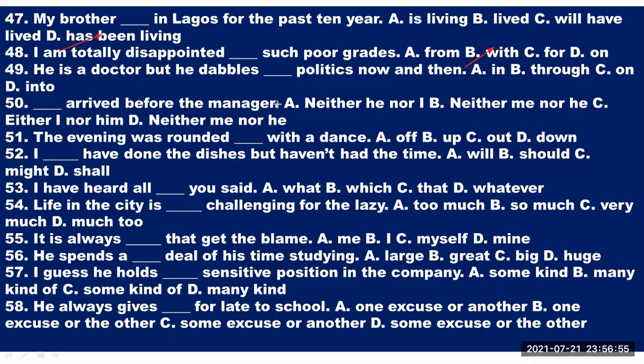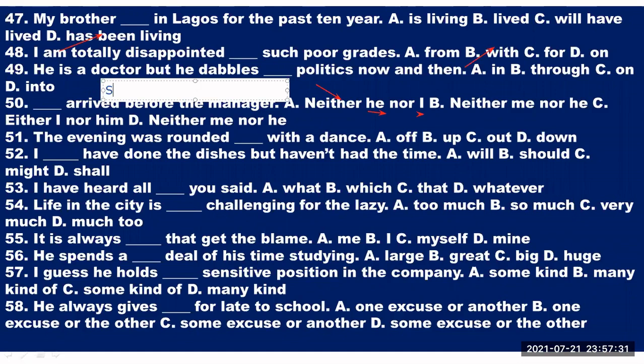Now, question number 50, dash arrived before the manager. A, neither he nor I arrived before the manager. This is correct. How do we know? Because he and I are subjective pronouns. And the position we find here in this sentence is the subject position. How do we know? Well, let me show you. You can find in the description section elements of sentence discussed there.